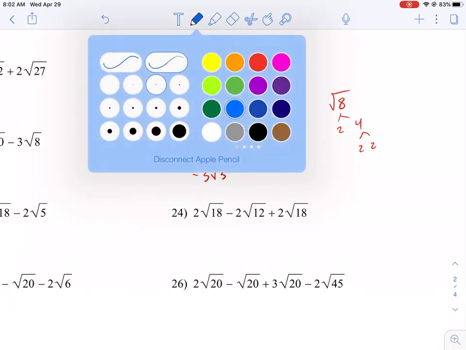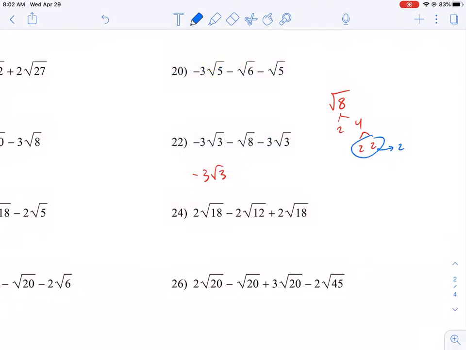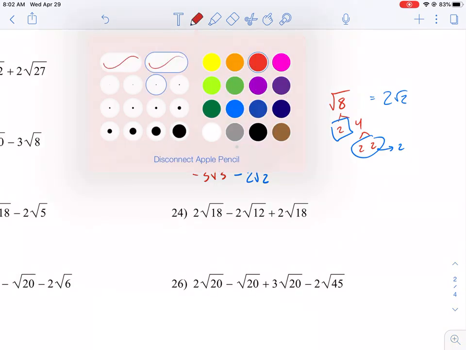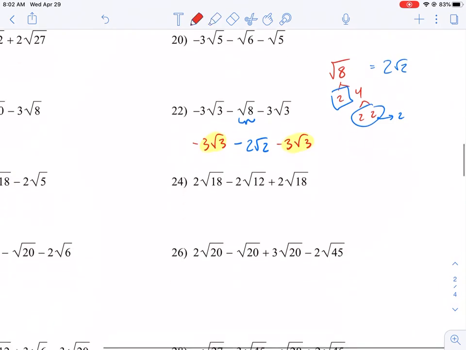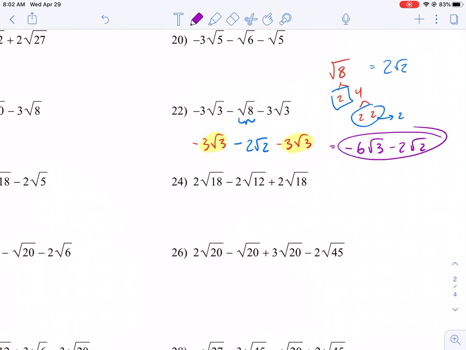We have a pair of 2's. So 1, 2 is going to leave the house, and 1 needs to stay home. This becomes 2 radical 2. So we have minus 2 radical 2. That's what this is. And then we have minus 3 radical 3. Now look here. We only have the radical 3 and the radical 3, but the radical 2 is not the same. So we're only going to combine the red. So we have negative 6 radical 3 minus 2 radical 2. And that's our final answer.